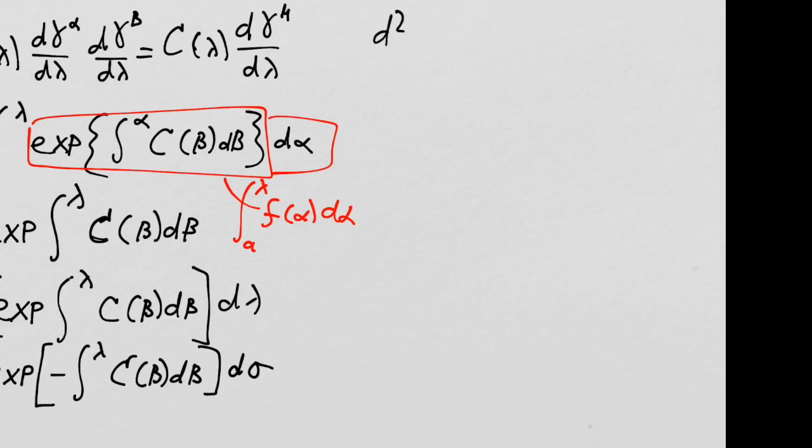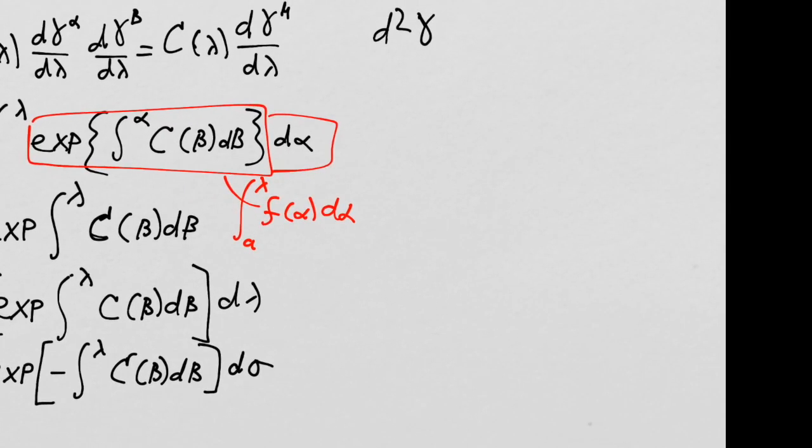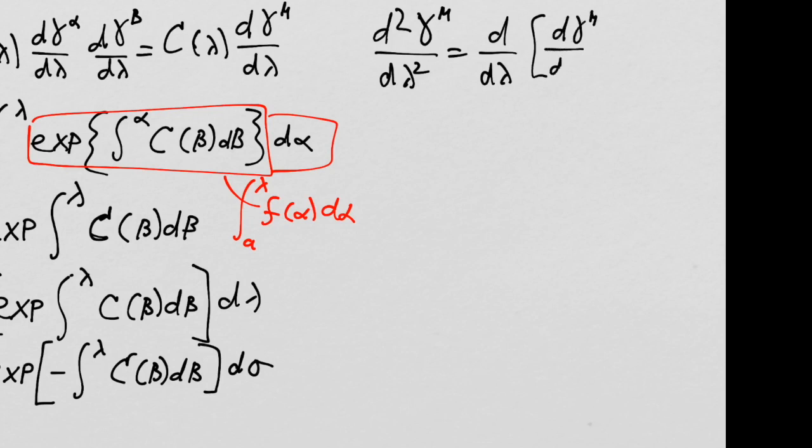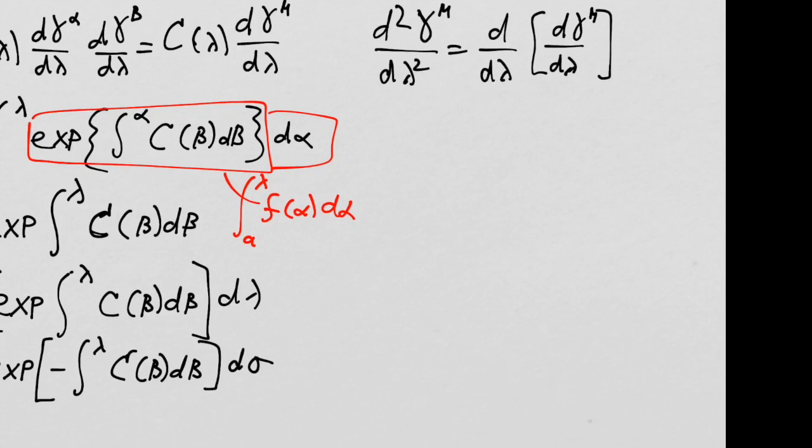d squared gamma mu, d lambda squared, is d by d lambda of d gamma mu d lambda. And now I'm going to substitute for these various d lambdas. I think I'm going to have to move to a new slide.